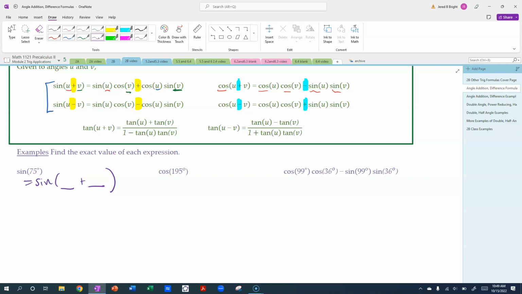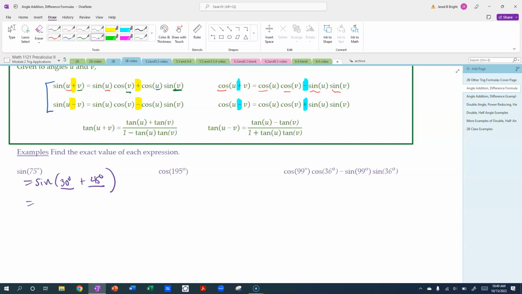Okay, now you might scratch your head and say, well, there's a lot of things that add to 75. And I'm going to say, be clever. Use angles that you already know that add to 75 that are nice from the unit circle. 30 degrees is pretty nice, and if I add 45 to it, that gives me 75. So figure out what nice angles from the unit circle will work for you.